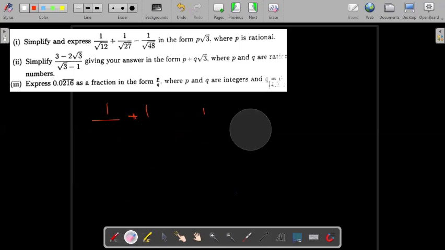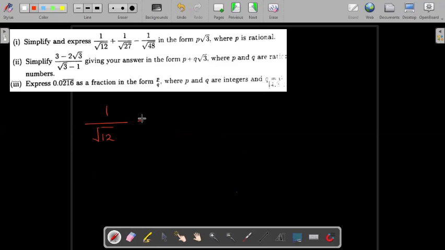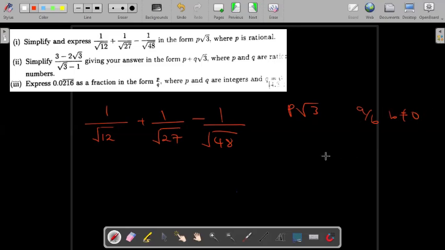So let's do this now. Let's do this one which is here. Now they're telling me to express that. So I have 1 over root 12 plus 1 over root 27, then minus 1 over root 48, in the form p root 3, where p is rational. If p is rational, it means it can be expressed in the form a over b, where b is not equal to 0. So this is what it means to be rational.